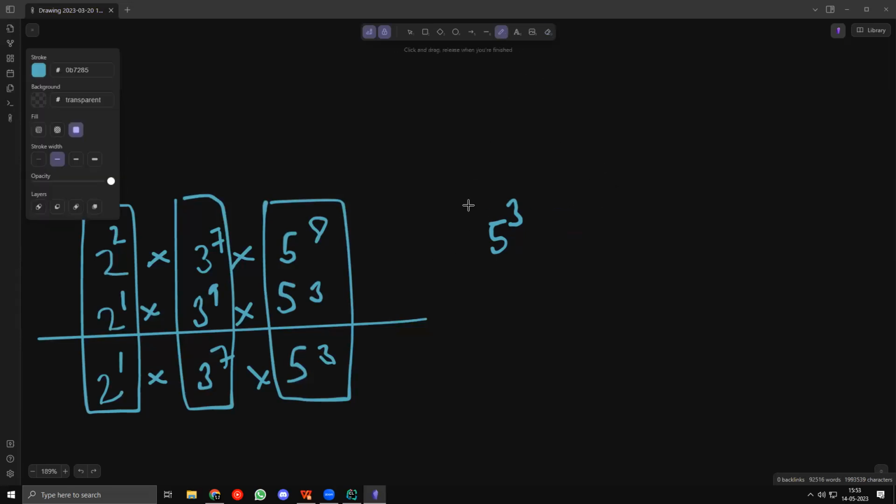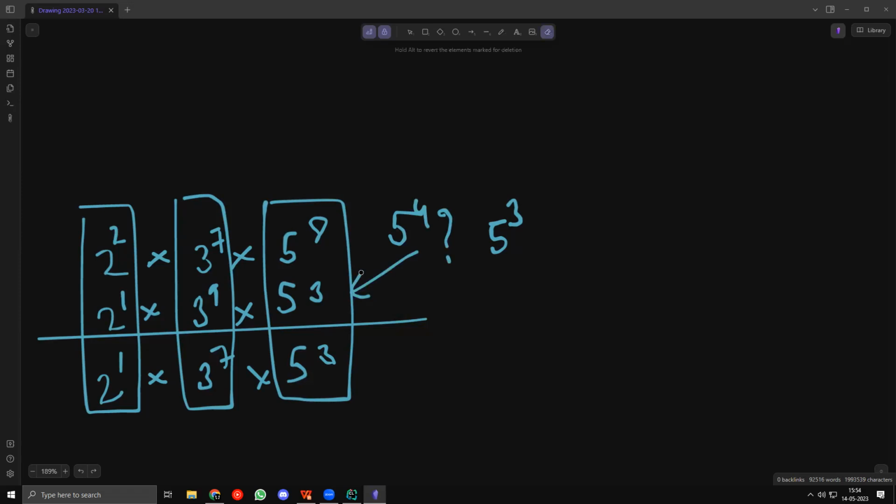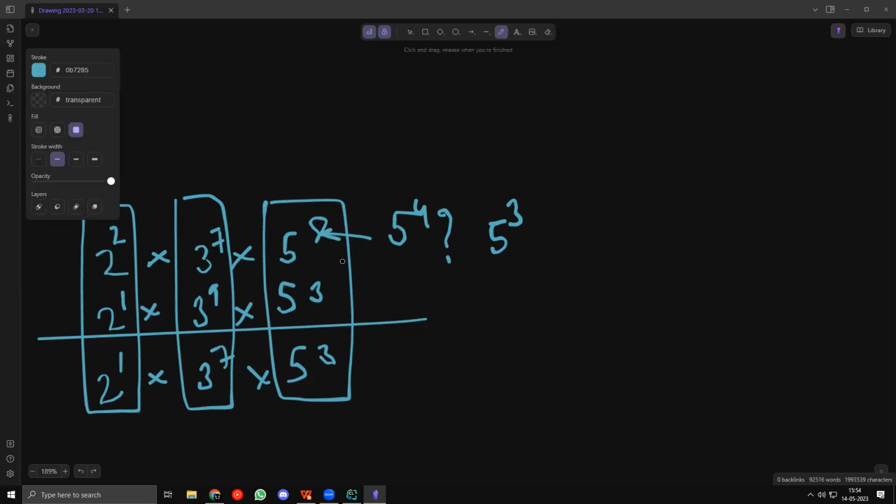So yeah, 5 to the power of 3 is at least the answer. Now I'll say what happens if I take 5 to the power of 4. In this case, I won't be able to divide 5 to the power of 3, right? I will be able to divide 5 to the power of 8, but I won't be able to divide 5 to the power of 3 with 5 to the power of 4. So if I take 5 to the power of 4, I won't be able to divide 5 to the power of 3. So the answer is less than or equal to 5 to the power of 3, right?